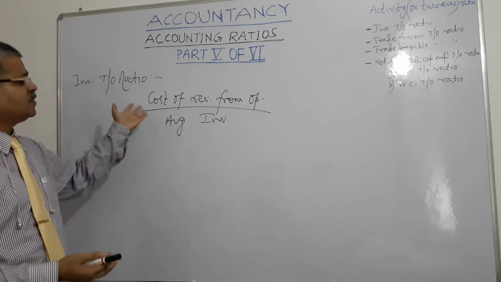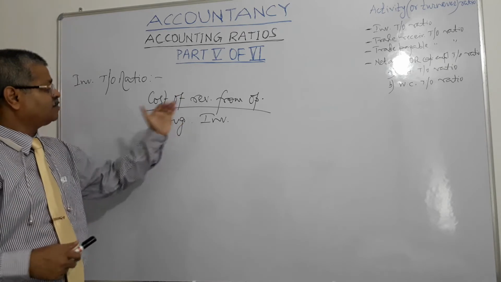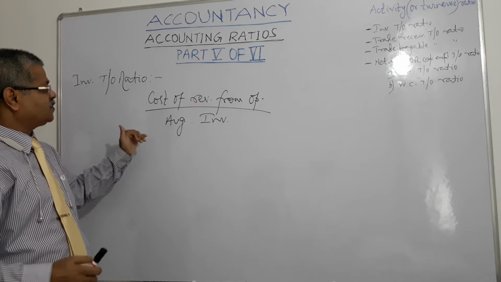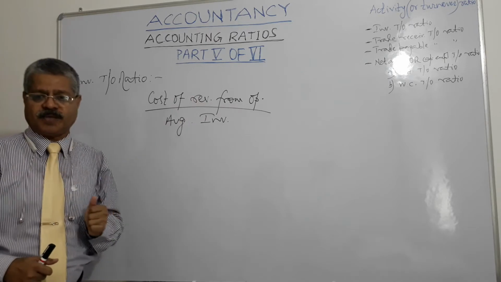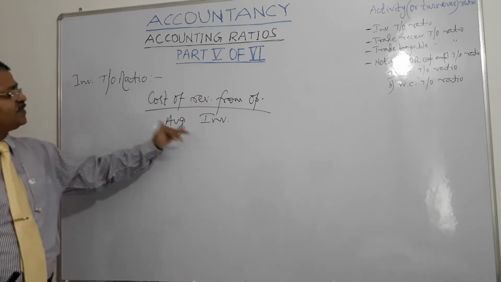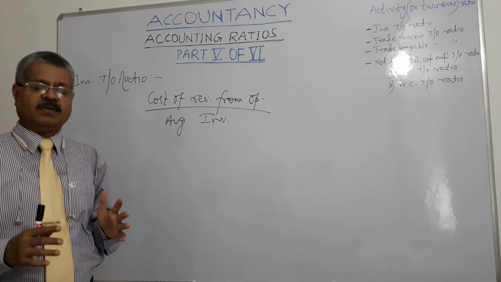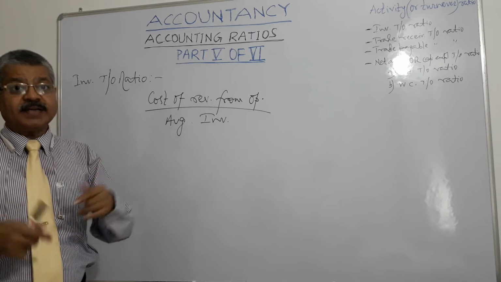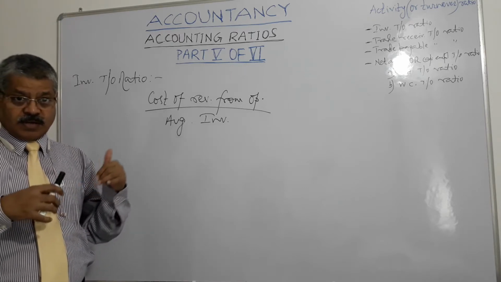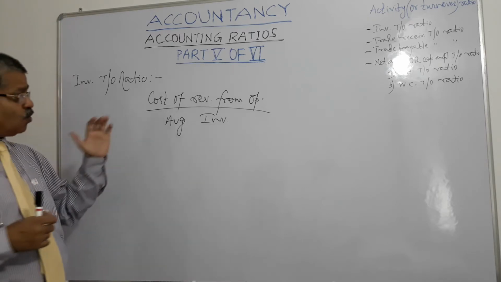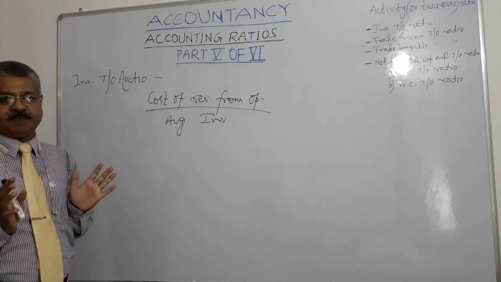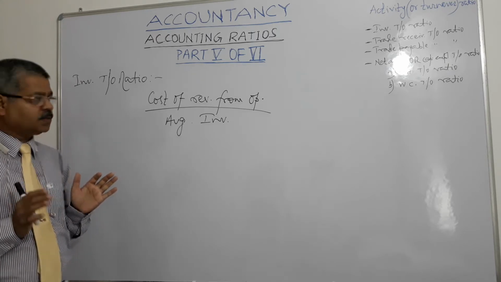What is cost of revenue from operations? Here cost of revenue from operations is equal to revenue from operations. And what is average inventory? Average inventory is very simple. It is the arithmetical average of opening and closing inventory, right?